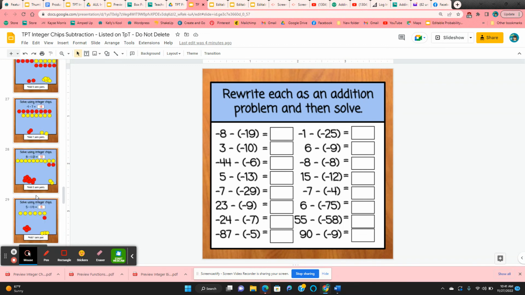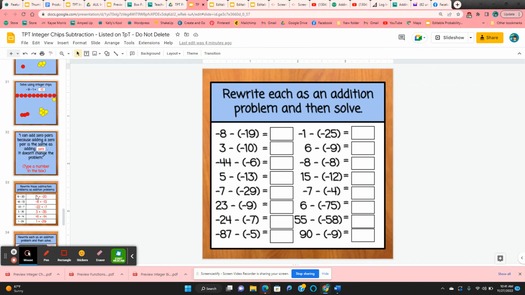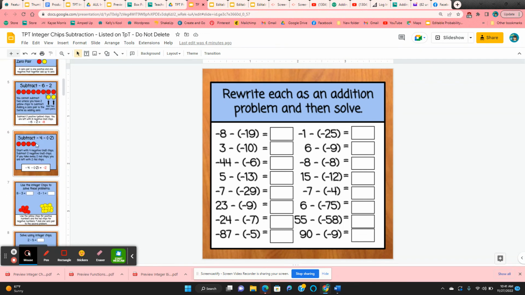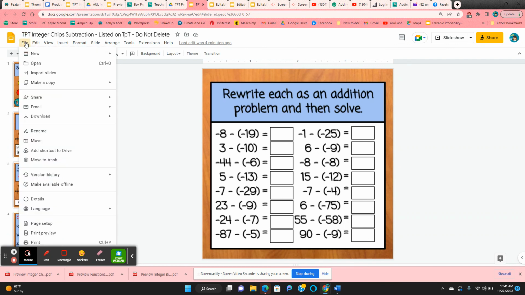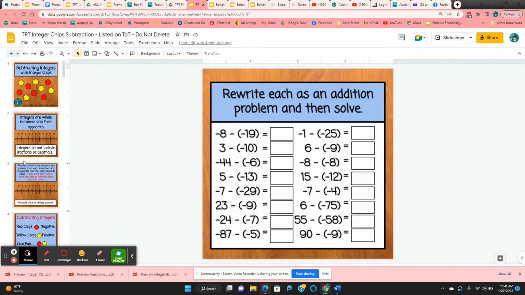Now, if you want to assign this to the students, it has all the completed slides on here for the teacher. To make a student copy, just come up here to File, make a copy of the entire presentation, and then for the student copy, just delete all of the completed slides.